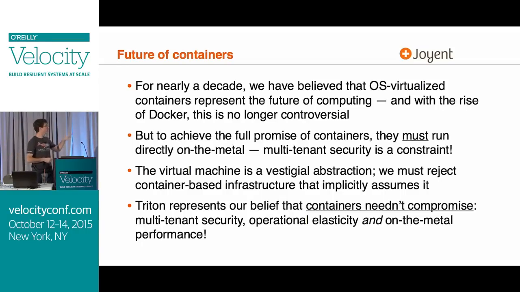Again, unlikely winner take all. But when we run them on the metal, we get rid of that VM, that vestigial abstraction, that 1401 abstraction. We get rid of that abstraction. It allows us to no longer think in terms of allocating things, allocating VMs, but consuming things, consuming containers. And again, Triton represents our belief that containers don't have to compromise multi-tenant security, operational elasticity, or on the metal performance. You can have all three.